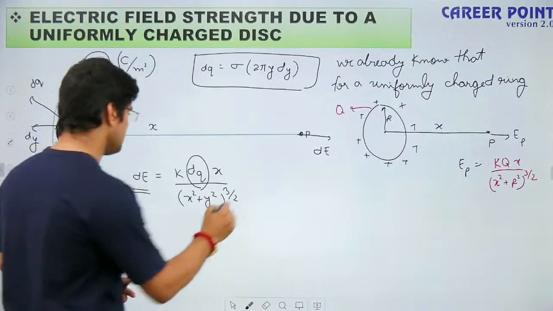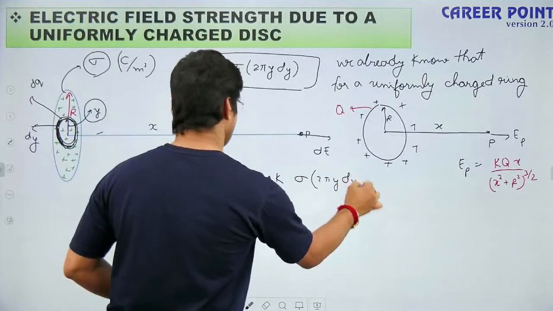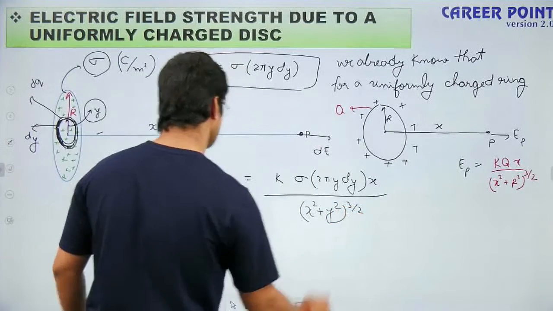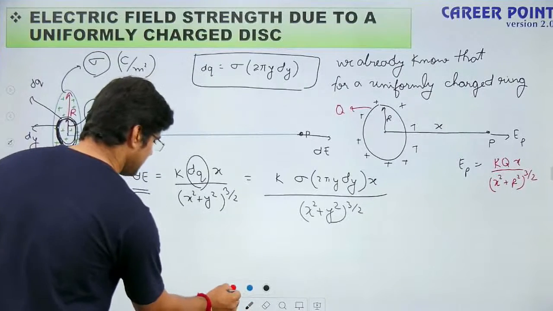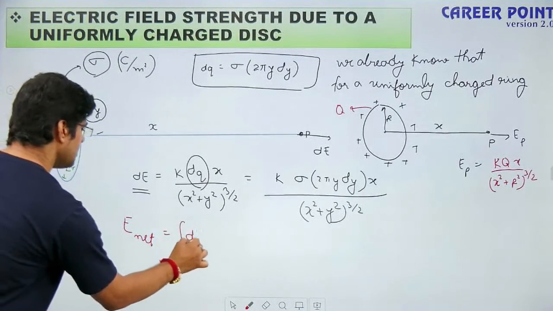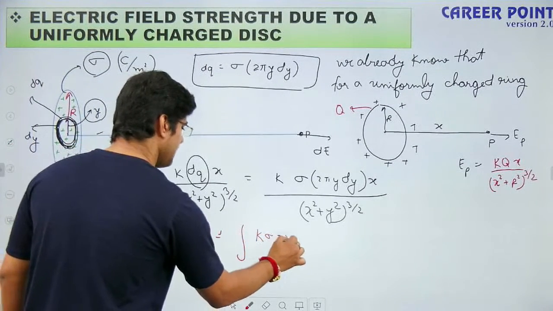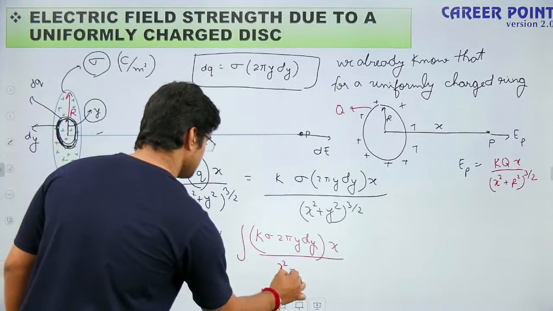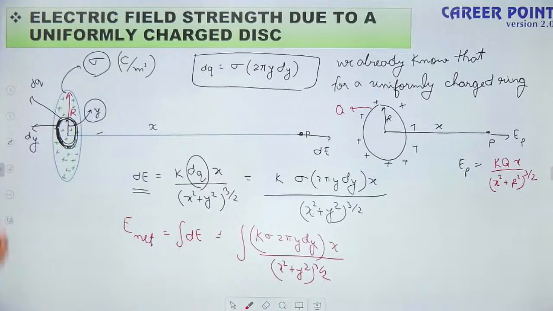So let's proceed. K sigma 2 pi y dy x upon x square plus y square raised to power 3 by 2. So this is electric field due to this elemental ring. If I have to find electric field due to the whole disk, I can write E net is equal to integration of dE, integration of K sigma 2 pi y dy into x divided by x square plus y square raised to power 3 by 2.